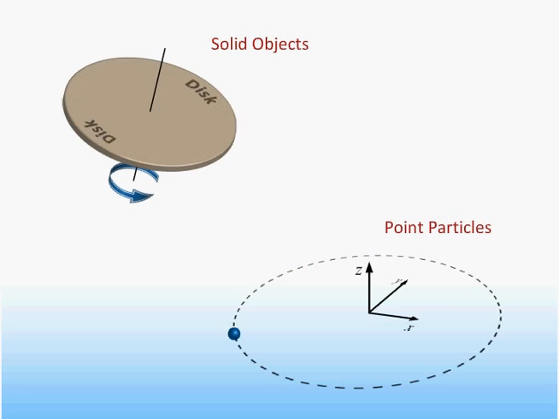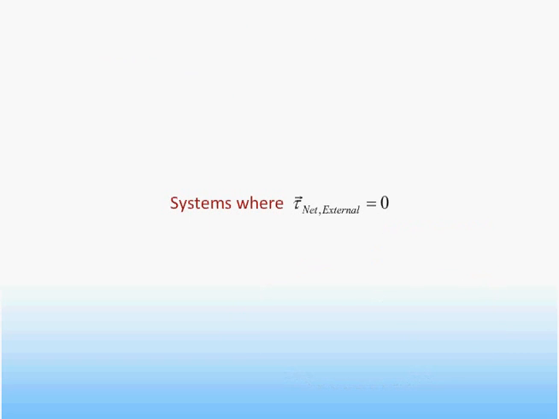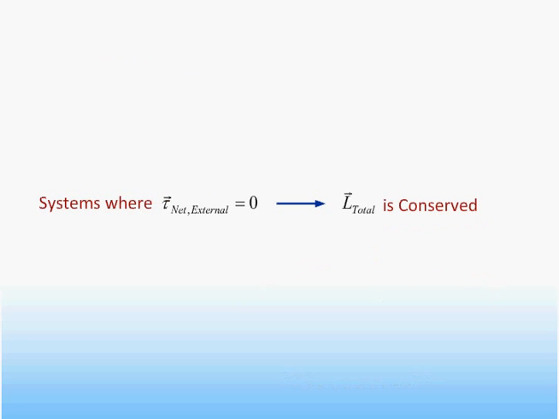We will first evaluate the angular momentum for several different systems, and then we will apply this knowledge to determine the motion of systems in which the sum of the external torques is zero, which requires the angular momentum to be conserved.